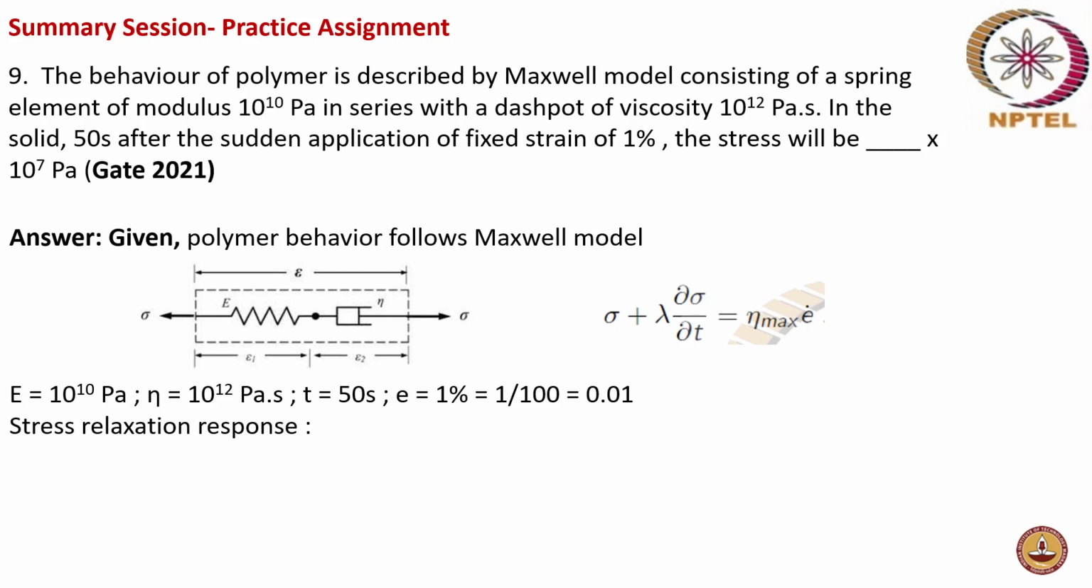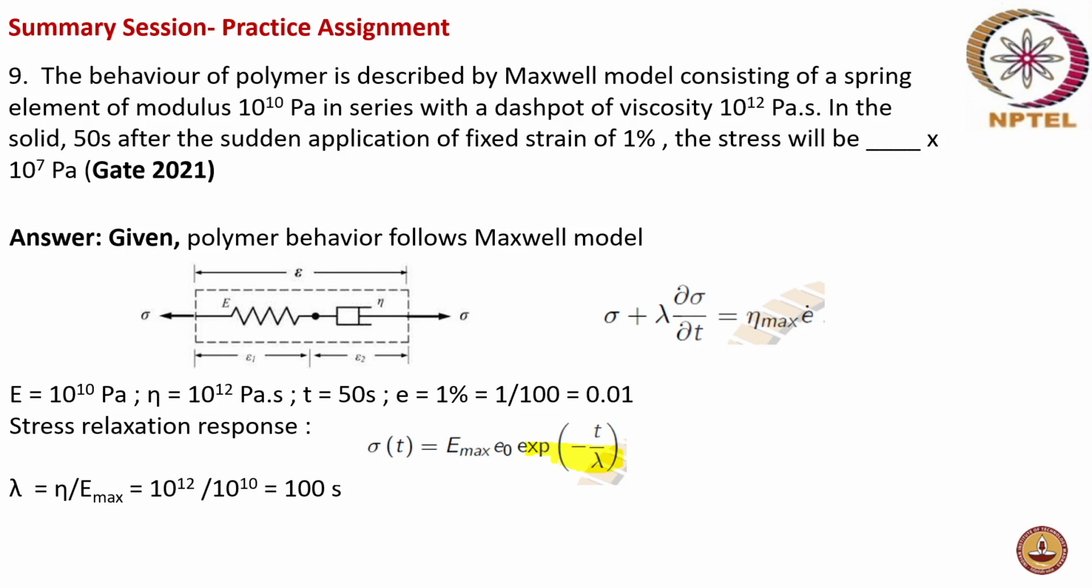So this is nothing but your stress relaxation response. Your stress relaxation response for the Maxwell model is sigma of t equal to E max into E naught into exponential of minus t by lambda. Your E max, they have given the modulus of the elastic component, which is your spring, which is 10 power 10 pascals. Your E naught, that is your fixed strain that has been applied, is 1%, that is nothing but 0.01. And then they have also given the time at which you have to find the stress, that is 50 seconds. You can find out the relaxation time, which is lambda.